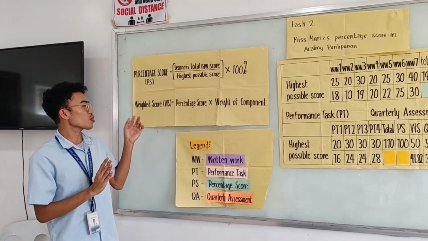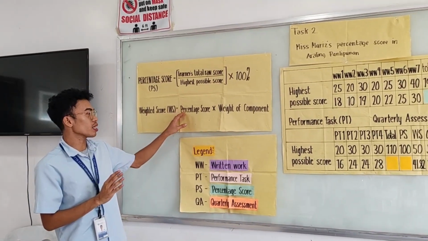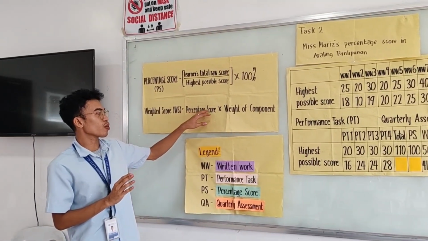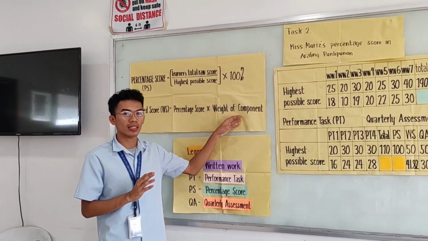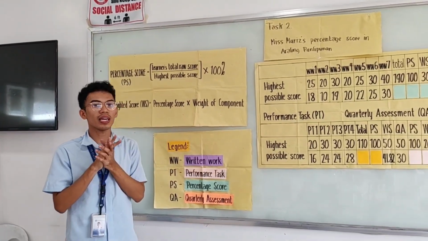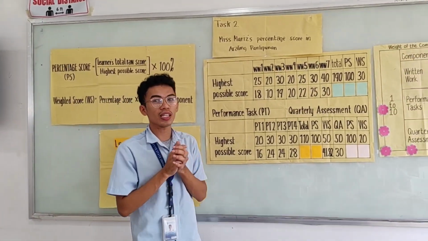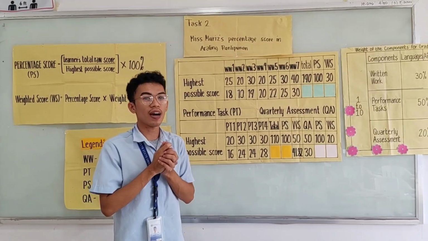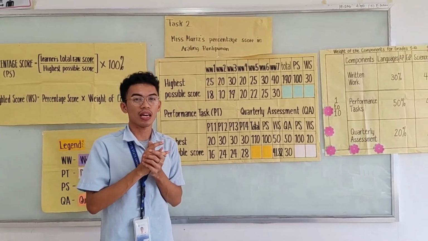To get the weighted score, the formula is to multiply the percentage score by the weight of the component. The Department of Education here in the Philippines provided a weight of component in every subject.